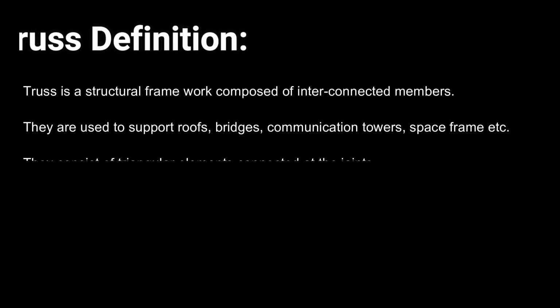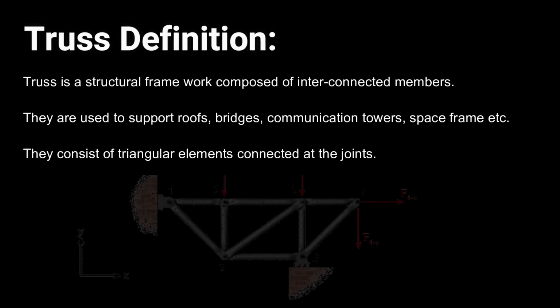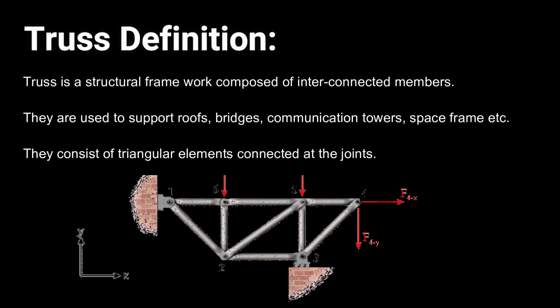So let's go to the definition of truss. A truss is a structural framework composed of interconnected members, and they are used to support roofs, bridges, and other structures. And they consist of triangular elements connected at the joints.